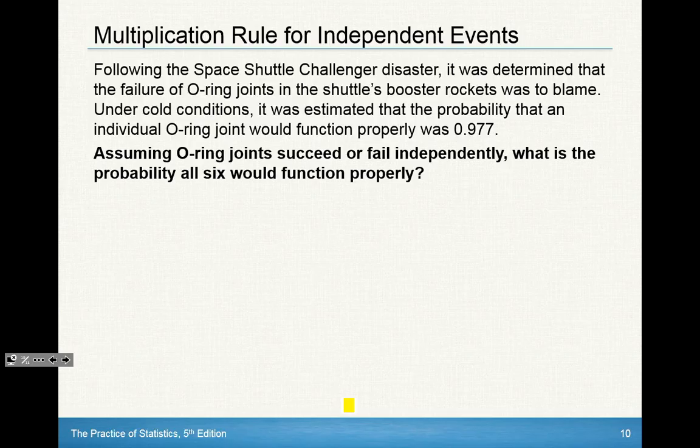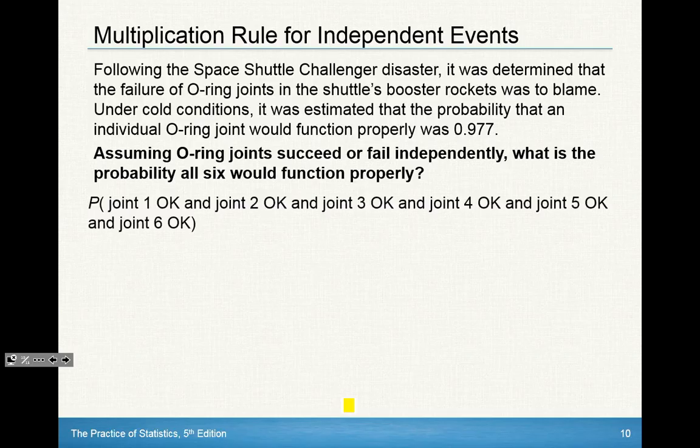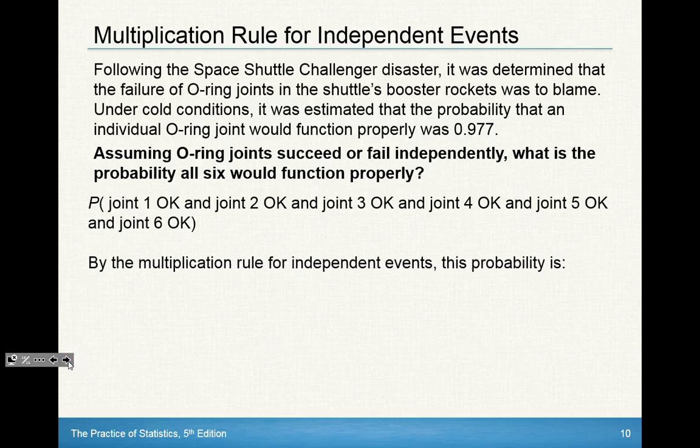Okay, so we would look at each one independently. We want to know the probability that joint 1 is fine, the probability that joint 2 is fine, joint 3 is fine, 4 is fine, 5 is fine, and 6 is fine. So we want all 6 of them, and it is "and", so that reminds us that we need to multiply these individual probabilities together. And they are independent. If joint 1 is bad, that has no effect on whether joint 2 is bad or good. They're independent of one another, okay?